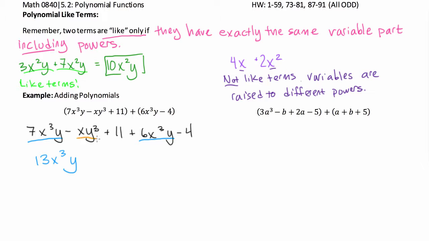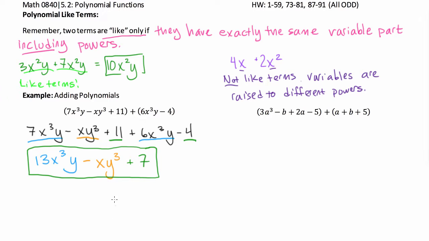Now I have an xy cubed. Looks like that's the only xy cubed I have, and it's being subtracted. So I do that. And now I've got, let's see, 11 plus 11 minus 4. If I add 11 and then subtract 4, that's the same as adding 7. So this would be my fully simplified polynomial with all of my like terms combined.